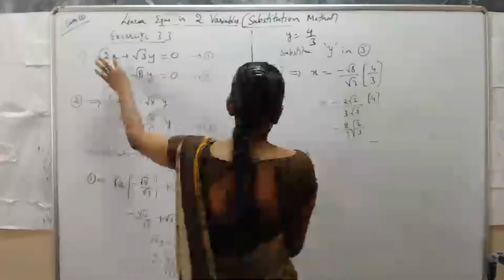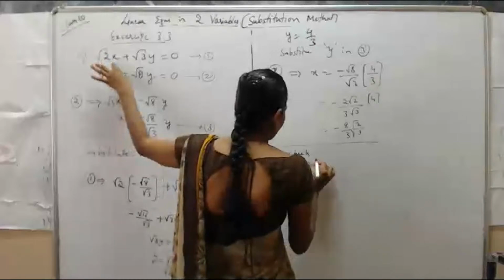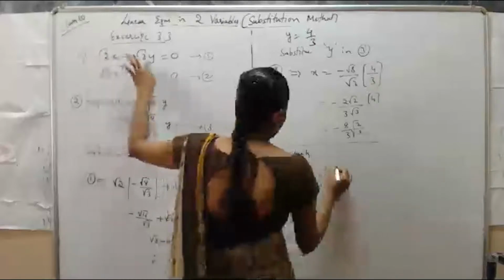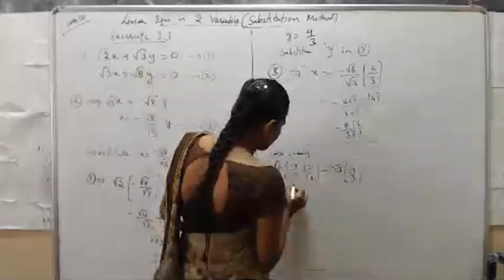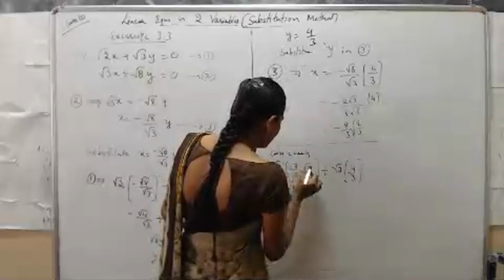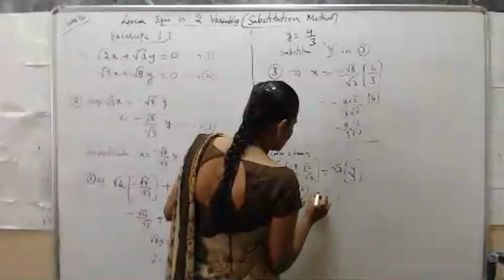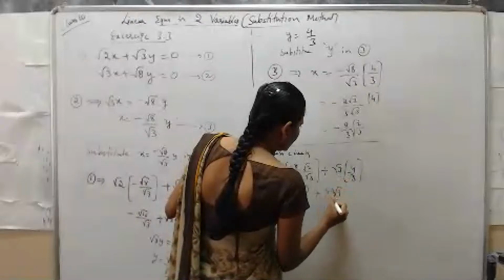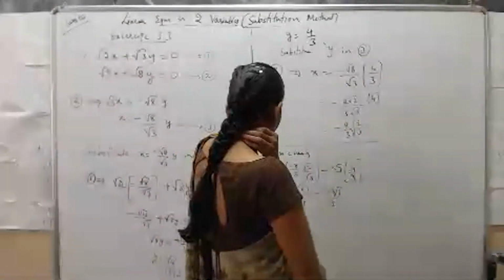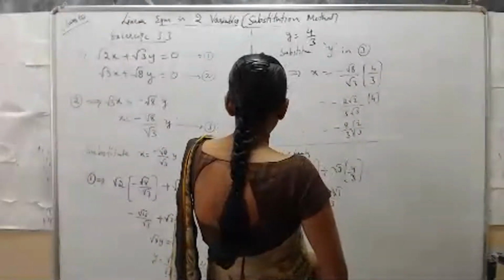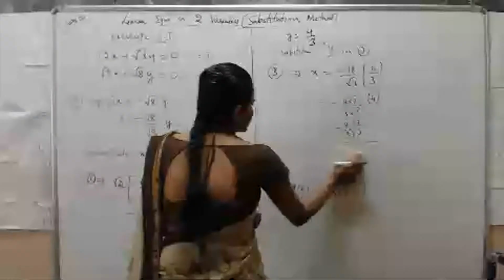The obtained solutions are correct or not? Minus 8 by 3 root 2 by root 3 plus root 3 into 4 by 3, which is equal to minus 8 into 2 by 3 root 3, which is plus 4 root 3 by 3. It's not correct. Wait. This should come as 0. Somewhere we have done a mistake. Wait a minute.